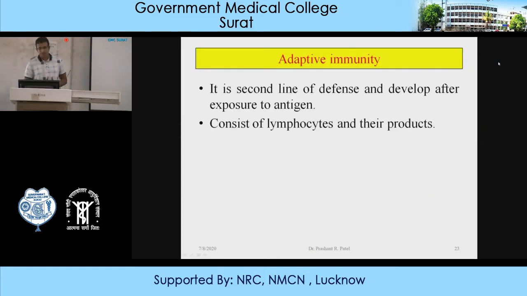Adaptive immunity is a second line of defense and is developed after exposure to antigen. So antigen exposure is a must for adaptive immunity. This immune mechanism mainly consists of lymphocytes and their various products like cytokines. So all this system works together in adaptive immunity.